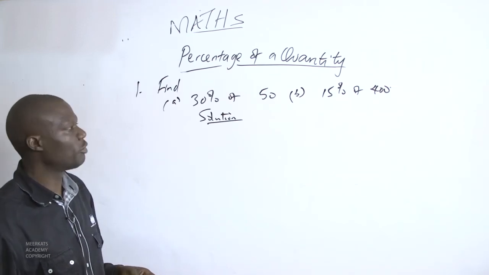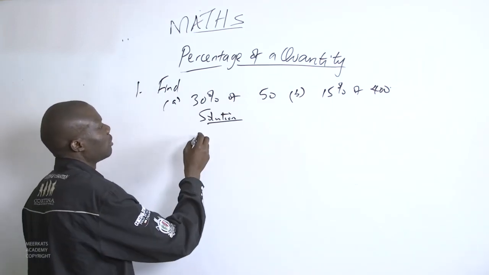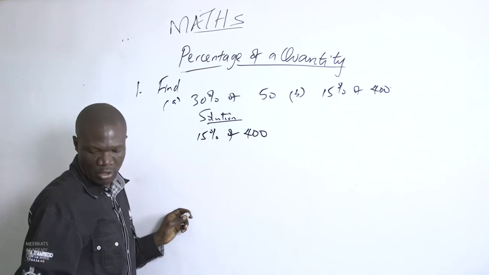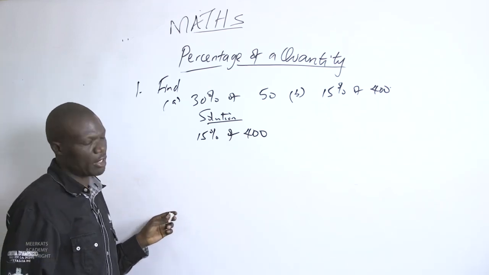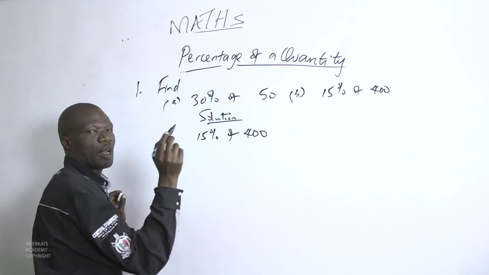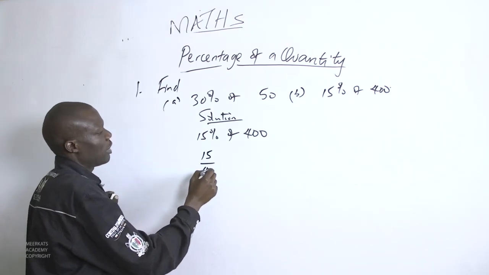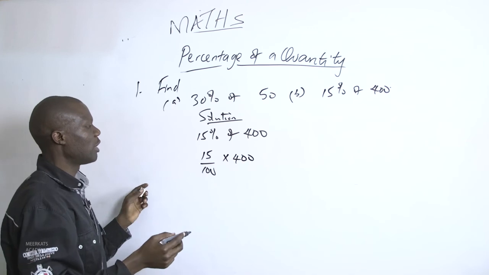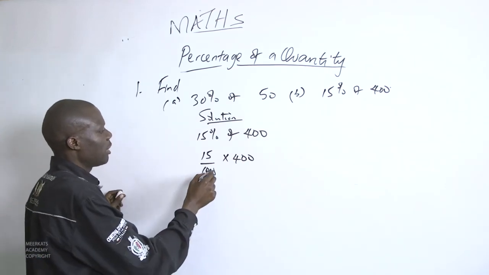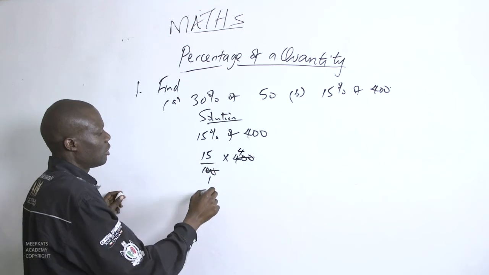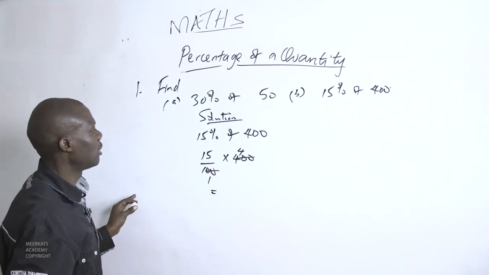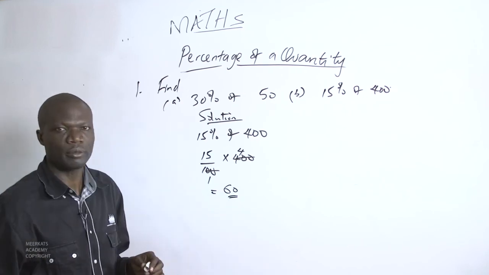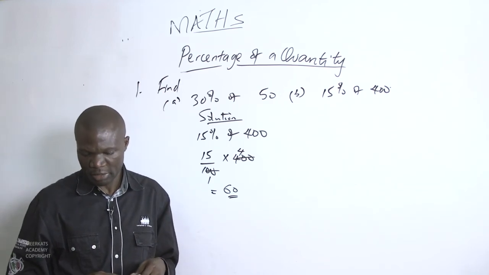15% of 400. For this one here, the very first option we know very well. We express 15 as a fraction, that is 15 over 100. Replace this word of with a multiplication sign, so that is what we have. By simplifying, 100 by 100 is 1, 400 by 100 is 4, so 15 times 4 is 60. So we have it as 60.